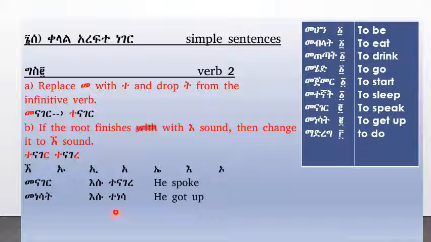መነሳት, this is the general rule. Drop መ. መነሳት, ተነሳ. He got up. Okay, እሱ ተናገረ. He spoke. እሱ ተነሳ. He got up. So this too is very easy. Maybe this one experience helped us.